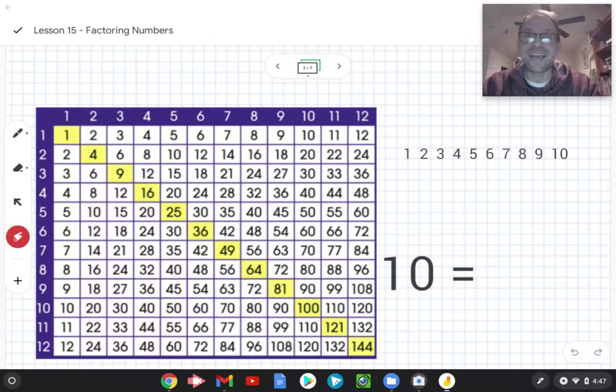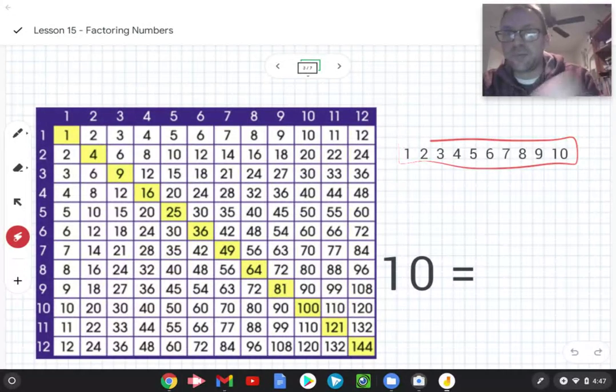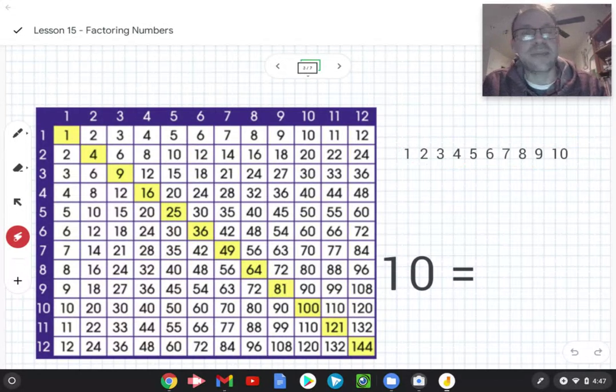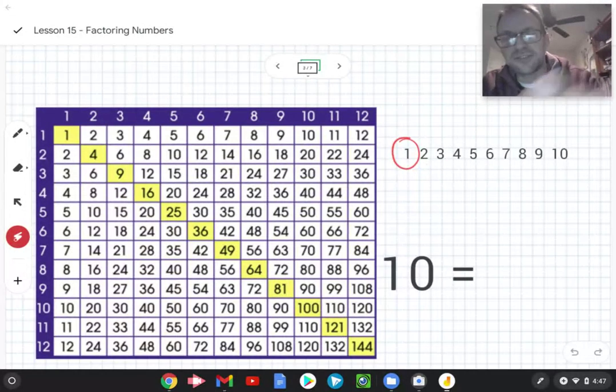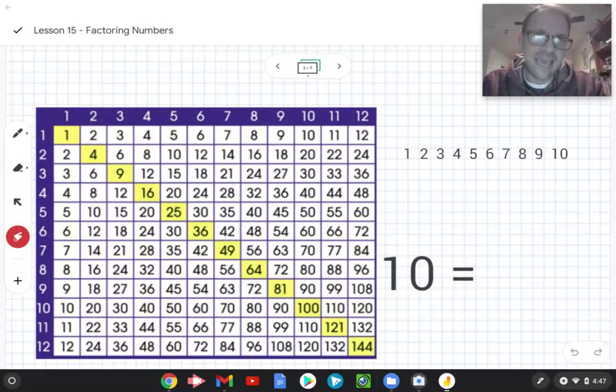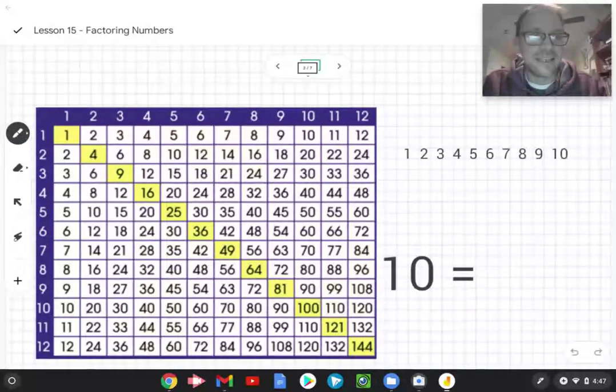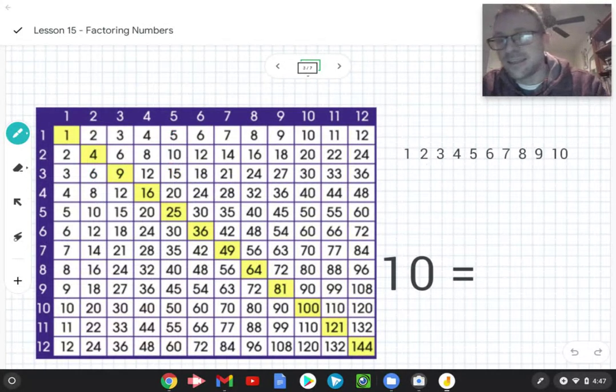All right, so if we're going to factor the number 10, we have to ask ourselves this question, and I want you to always start with it. What numbers multiply to get to 10? That's where this list comes in handy, because I want you to start at the beginning each time to keep your thinking organized. Start with the number 1 and ask yourselves, does 1 multiply by something to get 10? And of course, 1 times 10 is 10.